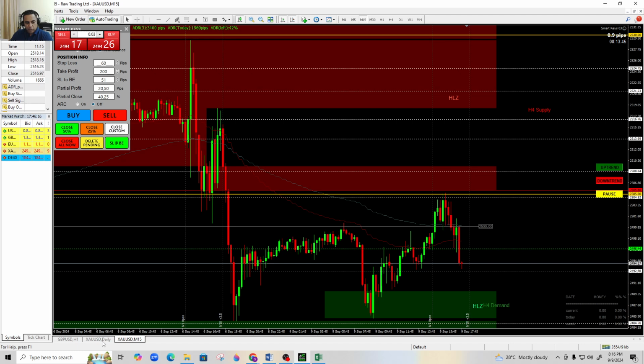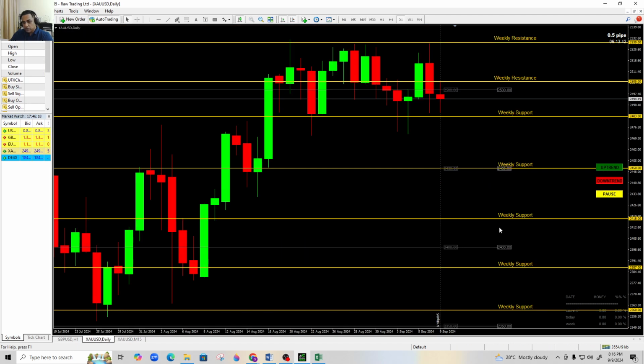The weekly, first I look at this. These are weekly support resistance levels. They don't change. They remain the same for months, right? These lines, once you draw them, they remain the same for months.